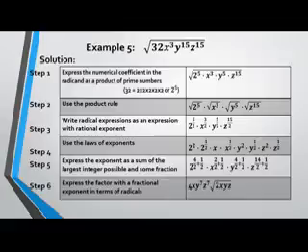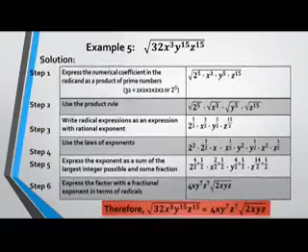So our step 6 is to express the factor with a fractional exponent in terms of radicals. So this will become 4x y^2 z^7 square root of 2xyz. So our final answer is the square root of 32 x cubed y^5 z^15 is just equal to 4x y^2 z^7 square root of 2xyz. Let's proceed to our final illustrative examples.